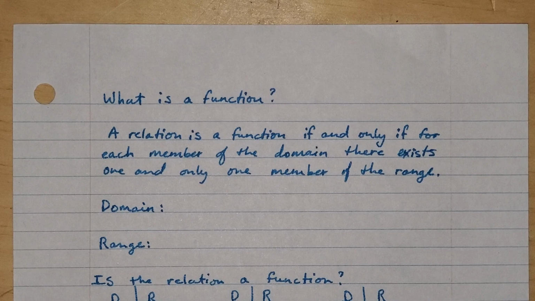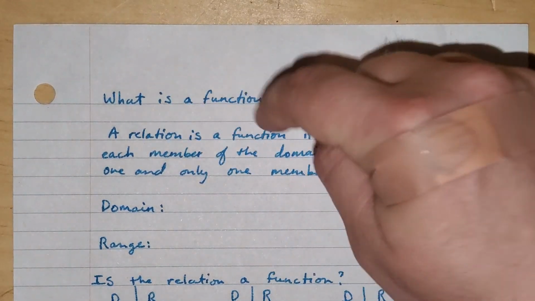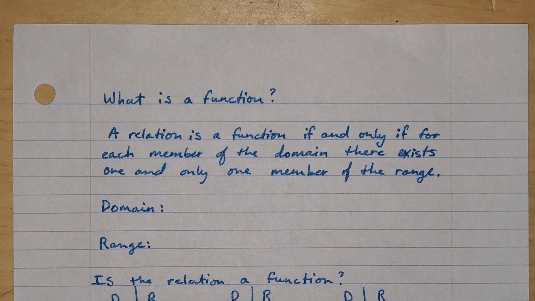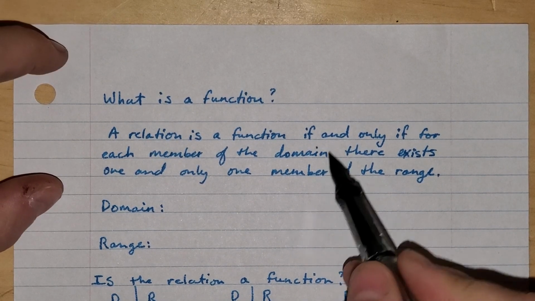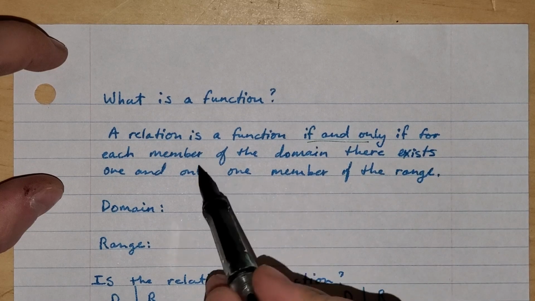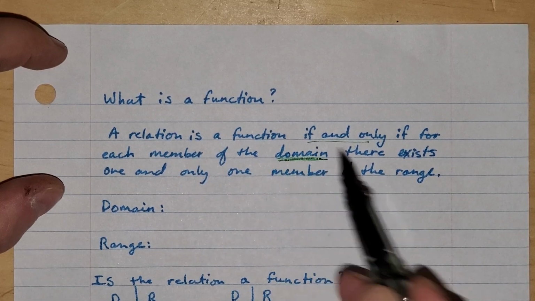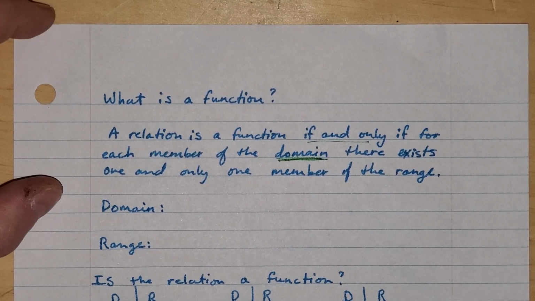What is a function? A function is a relation that becomes a function if and only if for each member of the domain there exists one and only one member of the range. So let's make sure we follow this. If and only if for each member of the domain. Let's make sure we know what the domain is. A lot of math students think the domain is X.